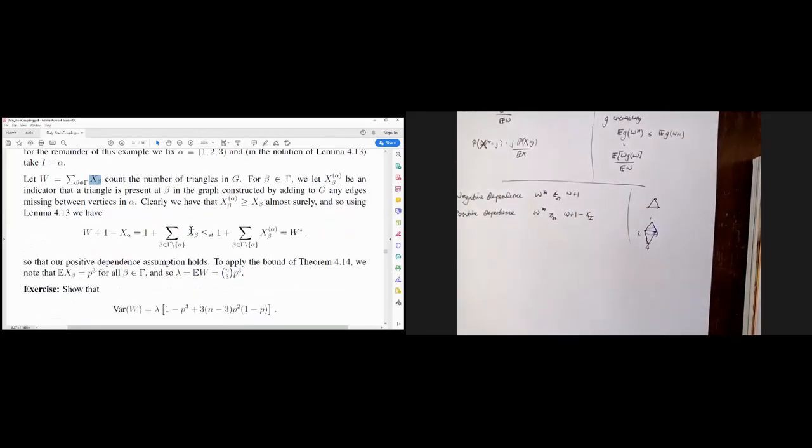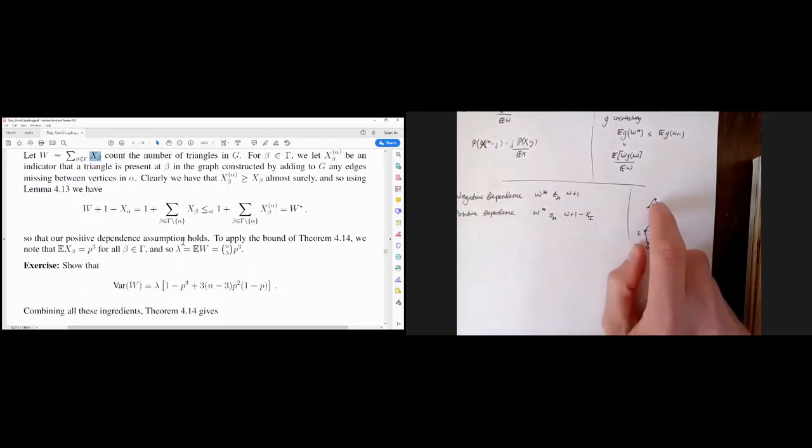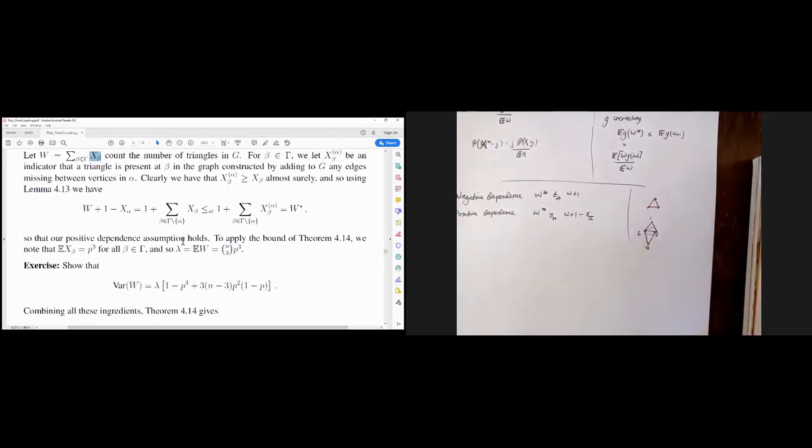Everything's sort of easy: the means and my PI terms are easy to calculate. So what's the probability that I have a triangle, that all three of those edges are present? Well, each edge is present with probability p, independently of everything else. So the probability of getting all three edges is p cubed. There are n choose 3 sets of these three edges. So my average number of triangles is just n choose 3 times p cubed.